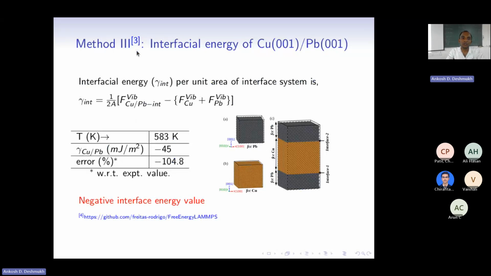So we have also studied methodology 3 to calculate this. Using this methodology, I have calculated the interfacial energy for copper 001 and pupillate 001. Here in this methodology, I calculate the interface energy using vibrational free energy, which does not contain the configurational part of the system. Here I have only considered the vibrational part of the systems. Based on this formulation, I got an interface energy which is negative, which is not correct at all.